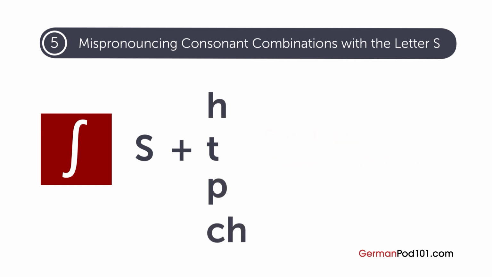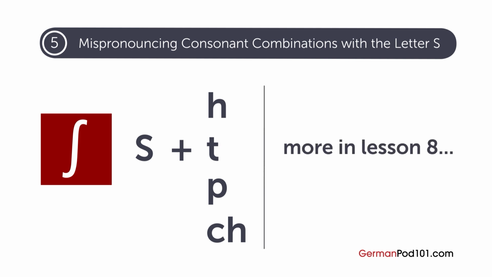As you can see, there are many instances in which the letter S changes to a sh sound. We'll cover more of this in Lesson 8. Now you know the top 5 German pronunciation mistakes to avoid. Try to be careful so that you don't make these same mistakes.